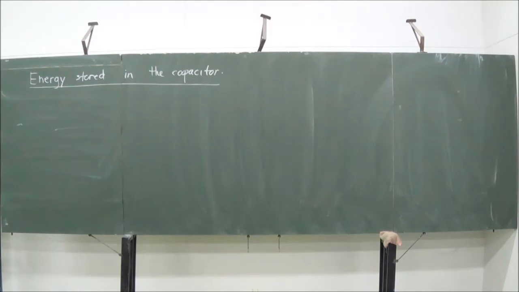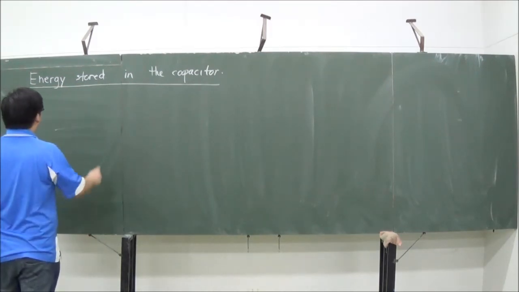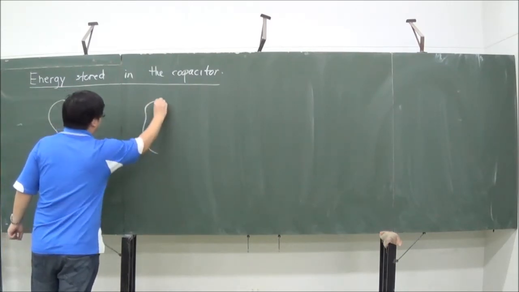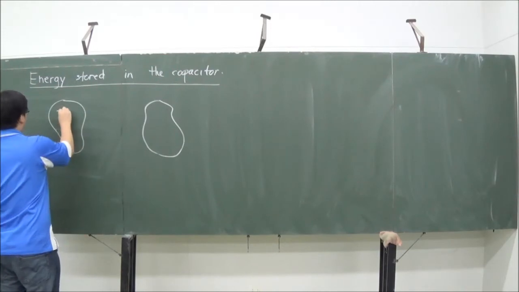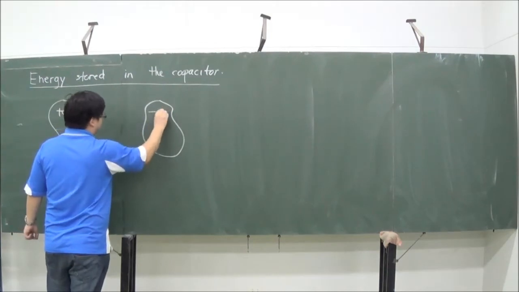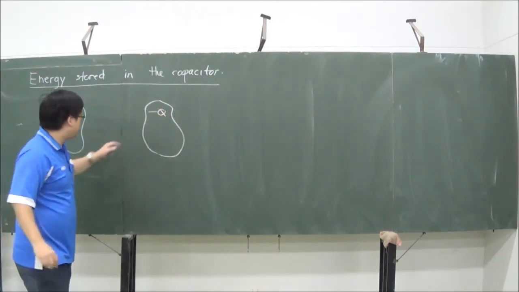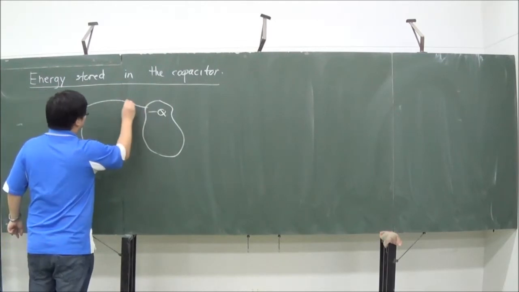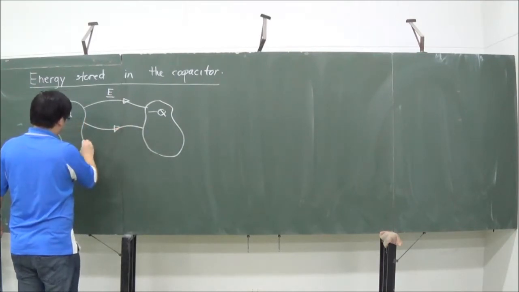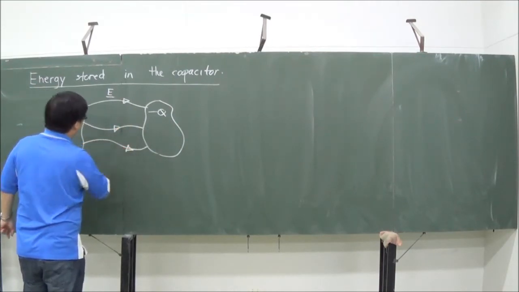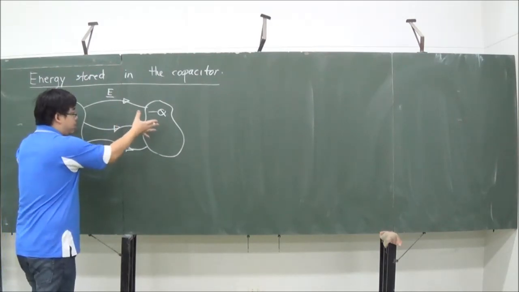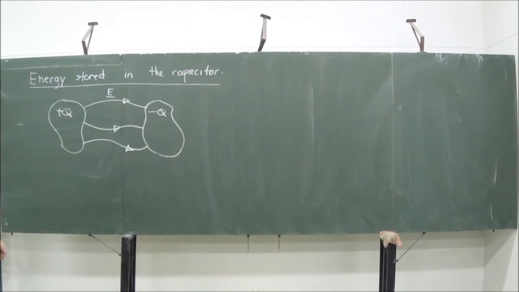So we have the following. We know that we could have any metallic object, and then what we do is remove the electron from this conductor and put it on this conductor. So this got a positive charge and this got a negative charge, and then we create an electric field between these two, and we say that we store the energy inside this capacitor.